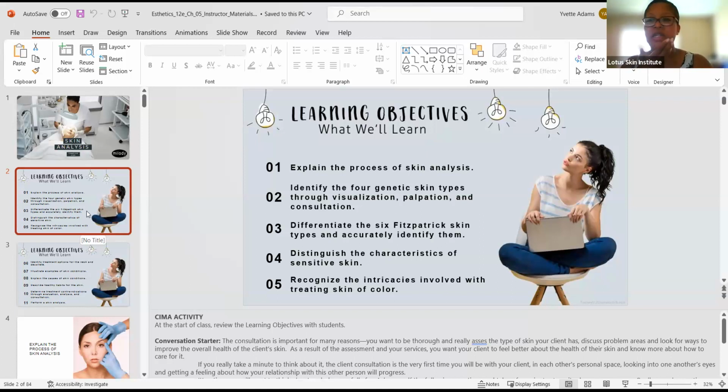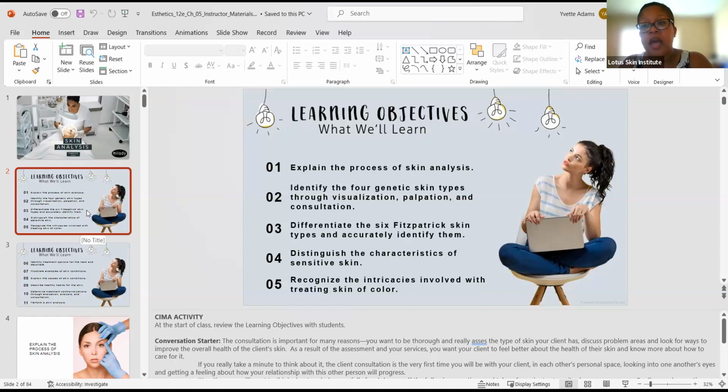So we're going to touch it. We're going to see how it feels. Does it feel dry and papery? Does it feel soft and supple? Does it feel textured? So we're going to touch skin during skin analysis. So a lot of this chapter is going to be theory, and you're going to be in a situation where you have to put some of this into practice once we get to campus. And then how to do consultations. Differentiate the 6 Fitzpatrick skin types and accurately identify them.